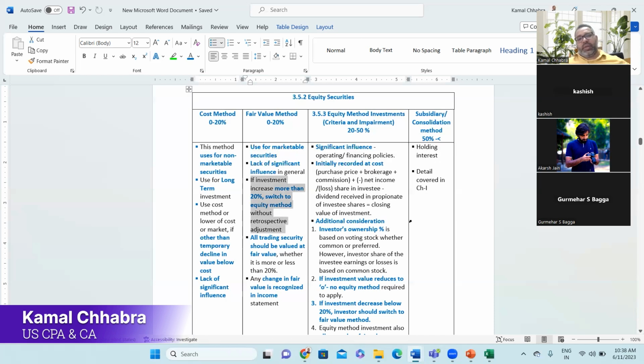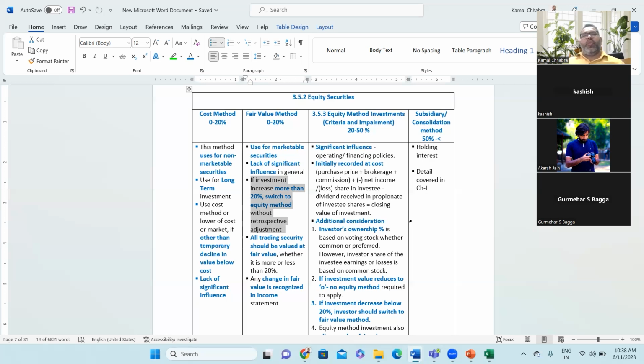If investment increases to more than 20%, for example, on 1st January company A has invested 15% in company B, and on, let's say, February 28th, company A has invested an additional 10% in company B. That means on 28th February you are the holder of 25% equity share, right? So as you are holding more than 20%, you will be considered to follow the equity method of investment, right?